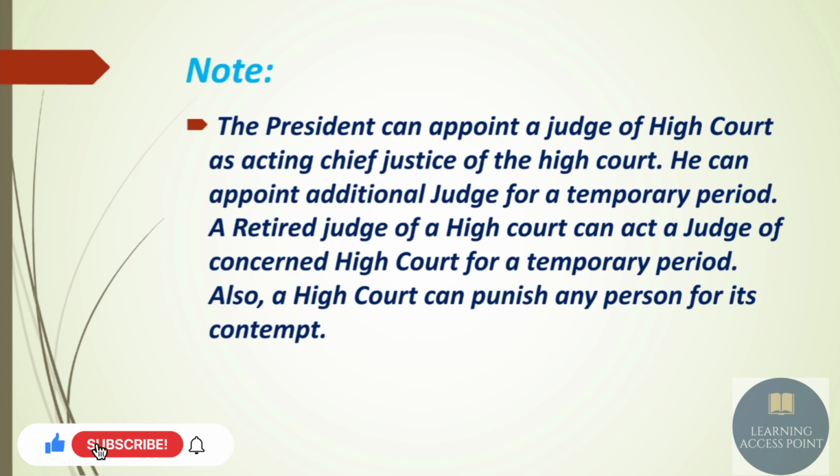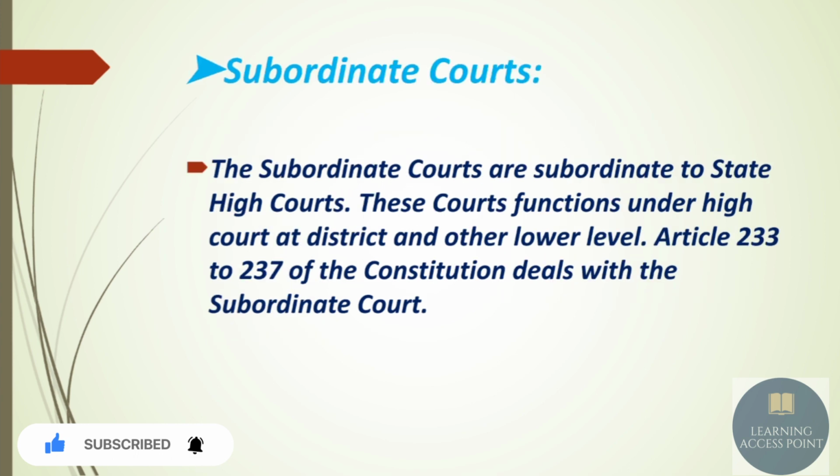Let's see an important note about the Chief Justice of the High Court. The President can appoint a judge of the High Court as acting Chief Justice of the High Court. He can appoint an additional judge for a temporary period. A retired judge of a High Court can act as a judge of the concerned High Court for a temporary period. Also, a High Court can punish any person for its contempt.